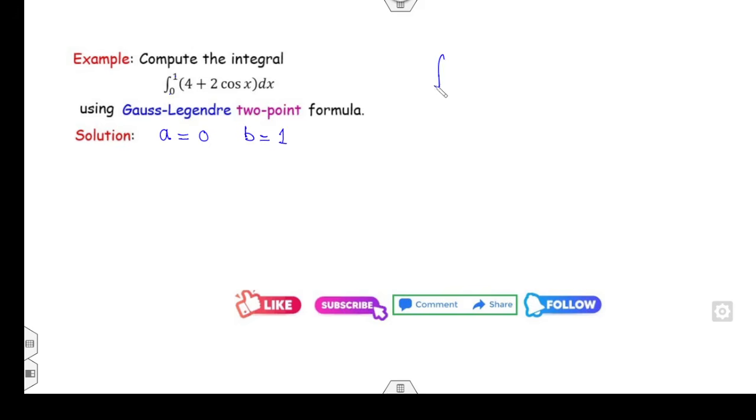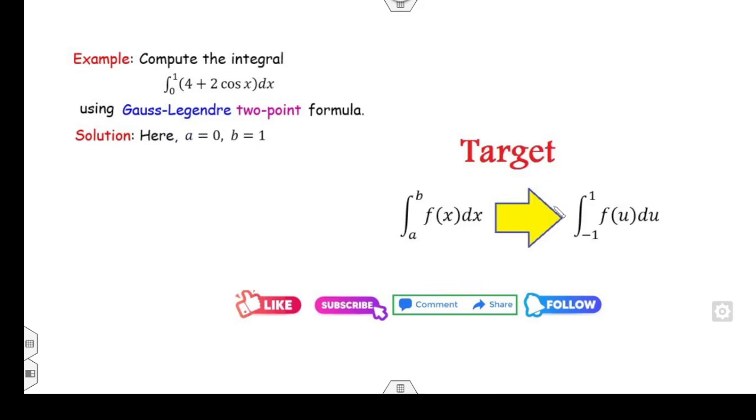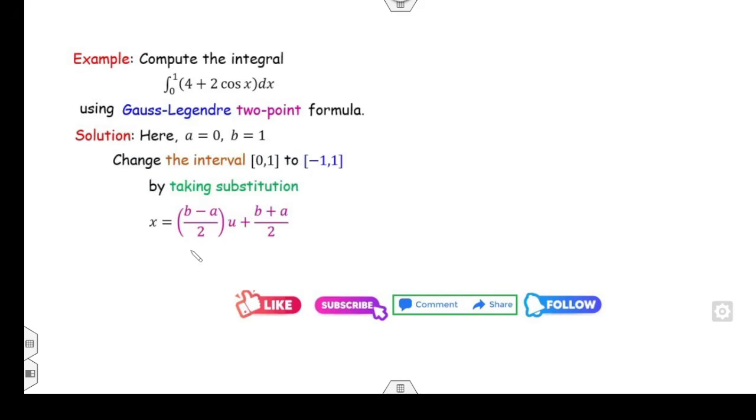Your target is to change the domain from a, b to -1 to +1. Again, I can use the substitution x = (b minus a over 2) u plus (b plus a over 2). What is the value of b minus a over 2? It is half of u. B plus a over 2 is also half. So I can say x is (u plus 1) over 2. What is my dx? dx will be half of du. Now you can substitute in the given equation.